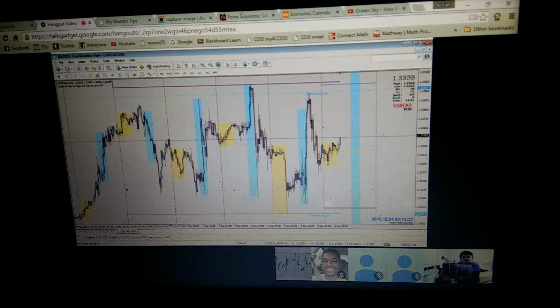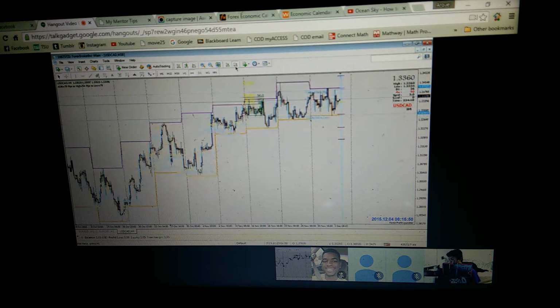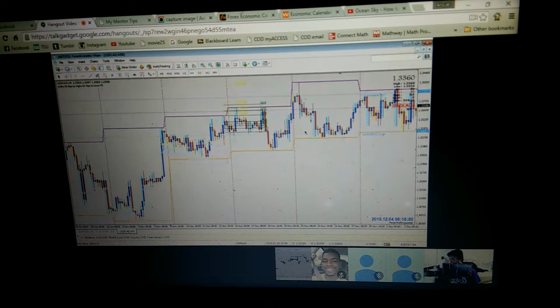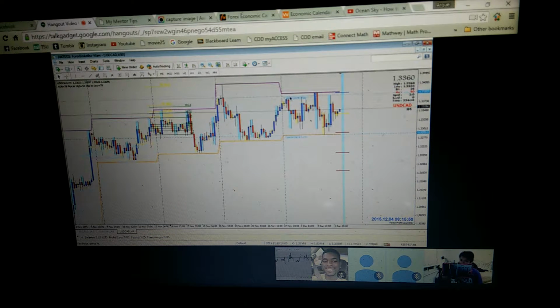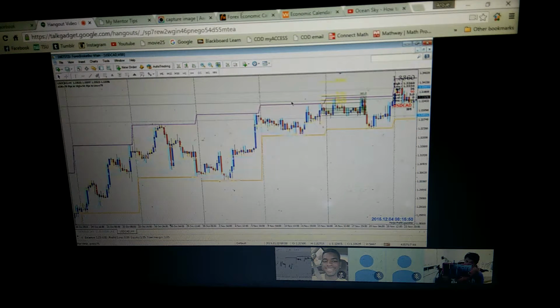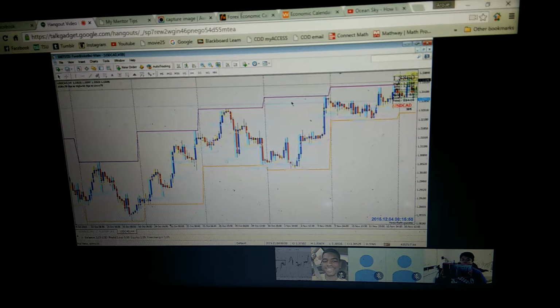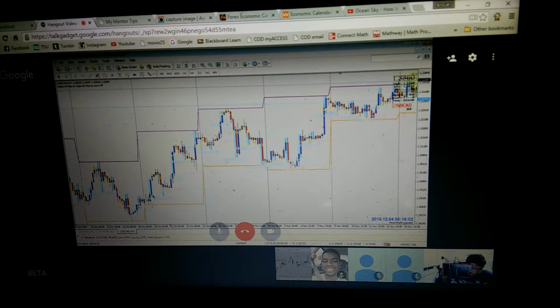And what ranging means is there's no real downtrend or uptrend. It just bounces back and forth, as you can see. Yeah, really messy. Yeah, it's ugly. You don't want to trade that. I'm actually going to go into Paint real quick. It'd be easier to show you guys.